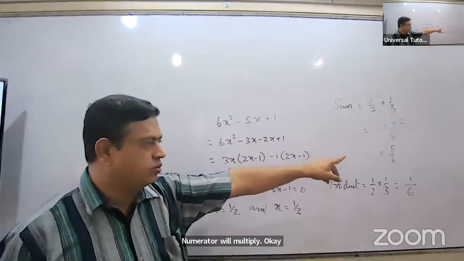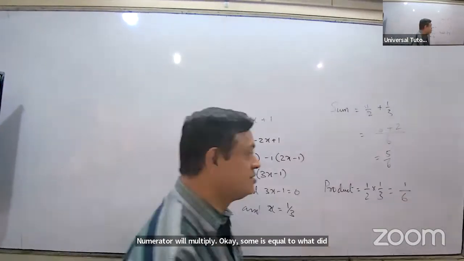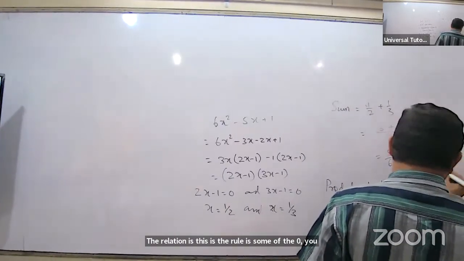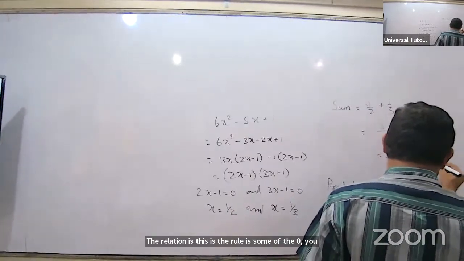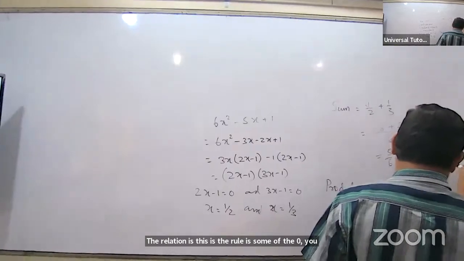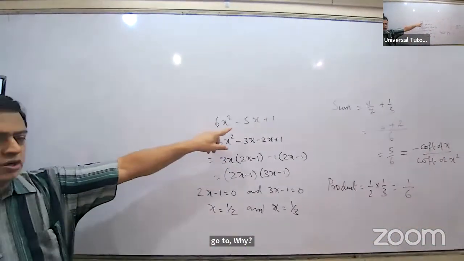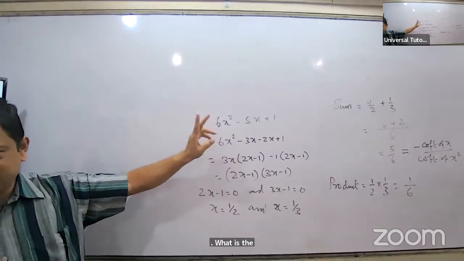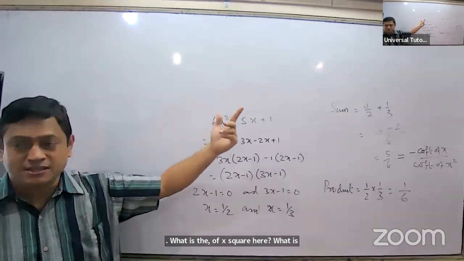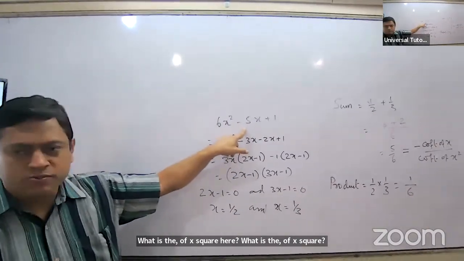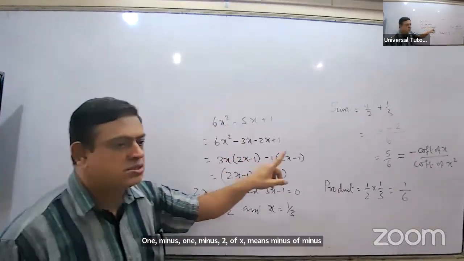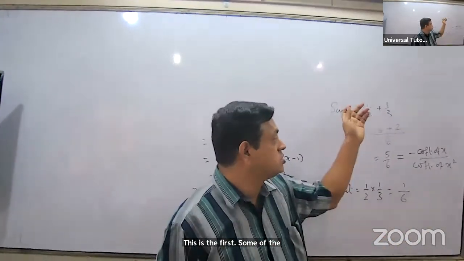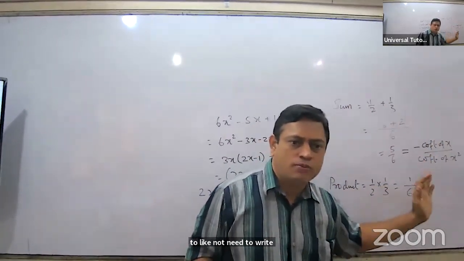The sum is equal to what did you get over here? 5 by 6, and this is the rule: sum of the zeros is equal to minus coefficient of x divided by coefficient of x square. What is the coefficient of x square here? 6. Coefficient of x is minus 1, constant is 1. Minus coefficient of x means minus of minus 5, so 5 upon 6. This is the first relation from yesterday. Sum of the zeros is equal to minus coefficient of x divided by coefficient of x square.